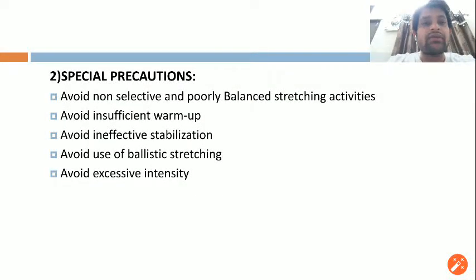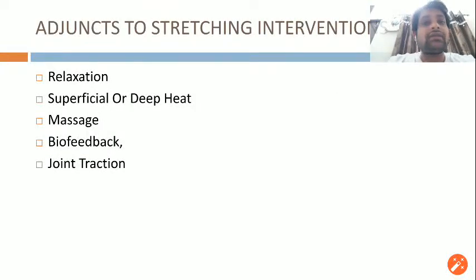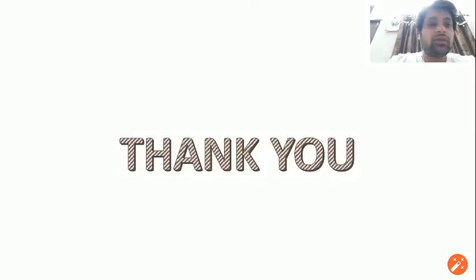In special precautions, avoid non-selective and poorly balanced stretching activities, insufficient warm-up, ineffective stabilization, use of ballistic stretching, and excessive intensity. And last is adjuncts to the stretching intervention. That means, with the stretching intervention, which therapeutic intervention or technique we can use. So here are some techniques we can use with the stretching intervention: relaxation, superficial or deep heat, massage therapy, biofeedback, and joint traction.